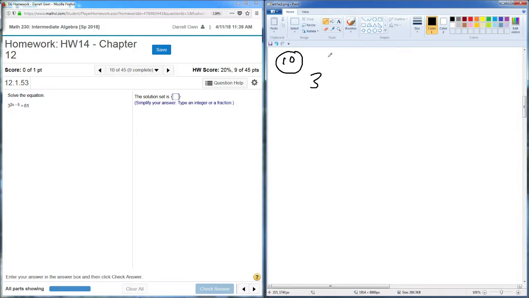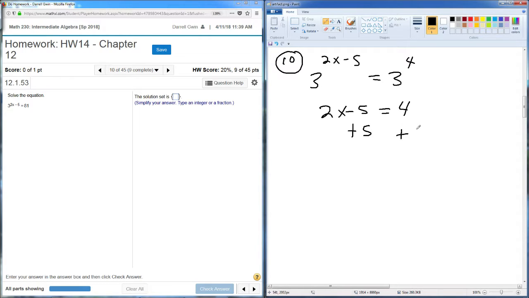This is the proper way of doing these problems, is to change 81 into the base 3 to the power of 4. 3 times 3 is 9, times 3 is 27, times 3 is 81. Or 9 times 9 is 81. And then we say, oh, 1-to-1 rule, the bases are the same. We can ignore the bases and just focus on the powers. 2x minus 5 equals 4. This is stuff we've already learned.